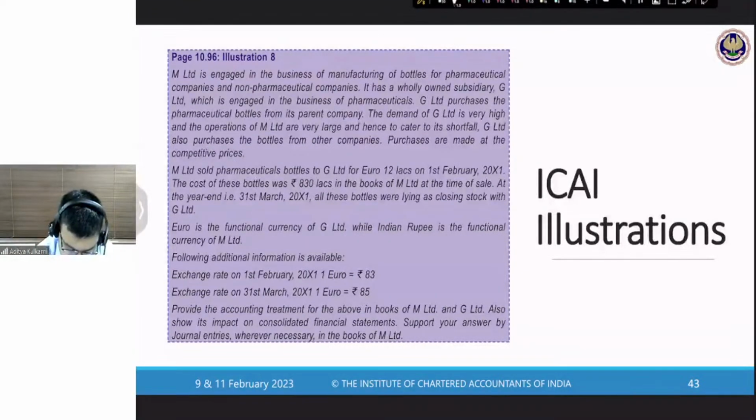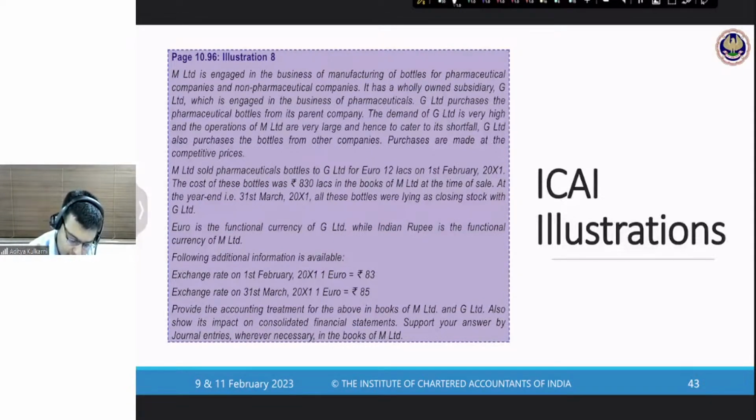So coming to the next part, M Limited is engaged in the business of manufacturing bottles for pharma companies and non-pharma companies. It is a wholly owned subsidiary of G Limited, which is engaged in the business of pharmaceuticals. G purchases the pharma bottles from its parent company. The demand of G is very high and the operations of M are very large, and hence to cater to its shortfall, G also purchases bottles from other companies. Purchases are made at competitive prices.